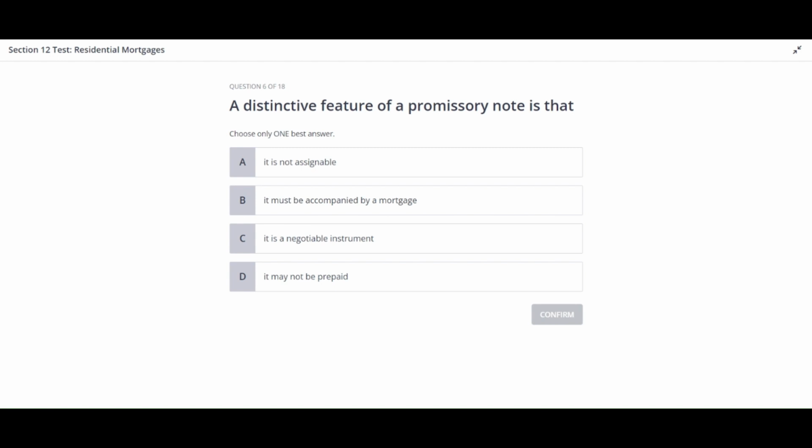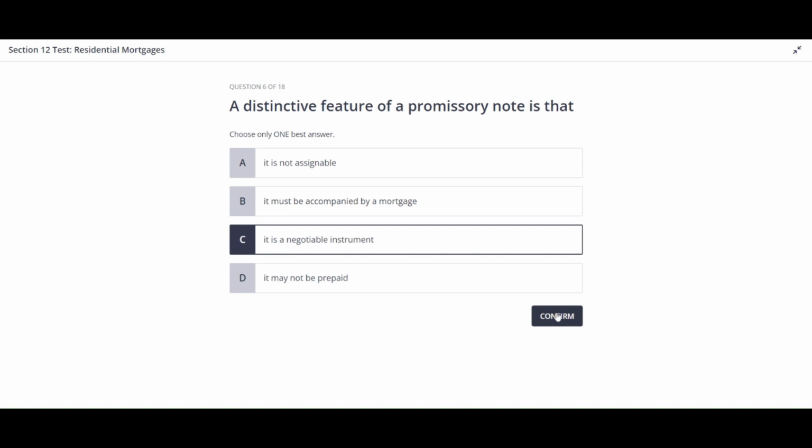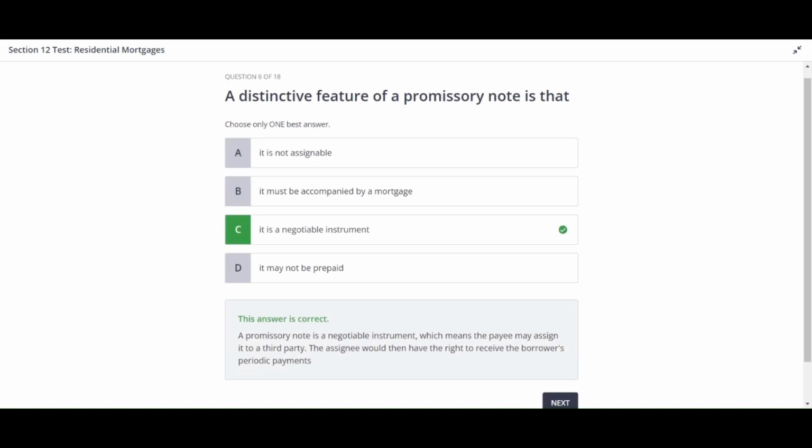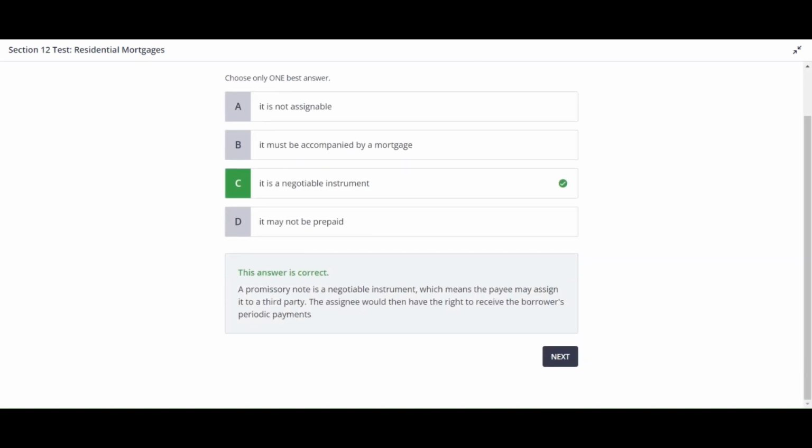Okay, so the correct answer for this question is going to be C. It is a negotiable instrument. A promissory note is a negotiable instrument, which means the payee may assign it to a third party. The assignee would then have the right to receive the borrower's periodic payments.